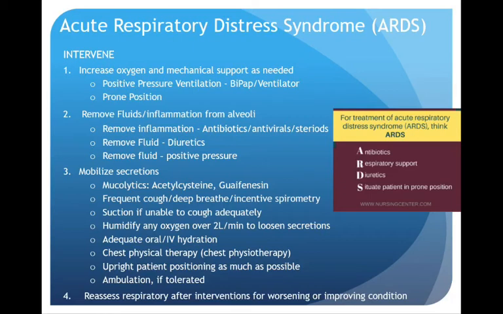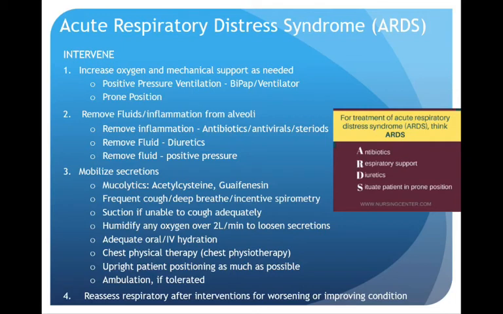So positive pressure ventilation works for our first two interventions. It will help us support the alveoli, popping them open, getting oxygen through the fluid obstructions and into the bloodstream, and it also helps push fluid back into the bloodstream, all that pressure. So positive pressure ventilation works for increasing oxygenation and removing fluids.